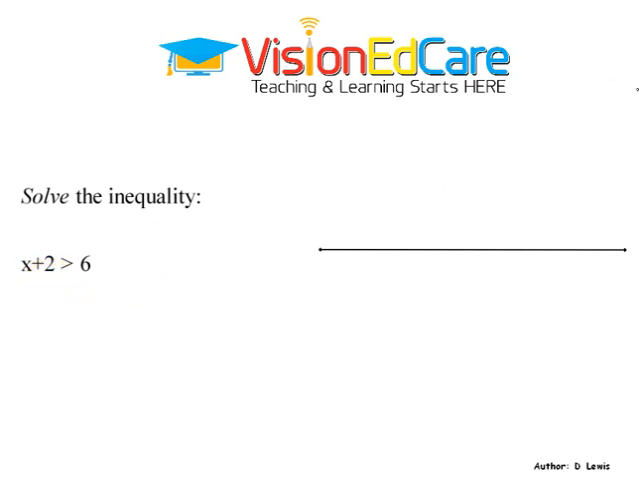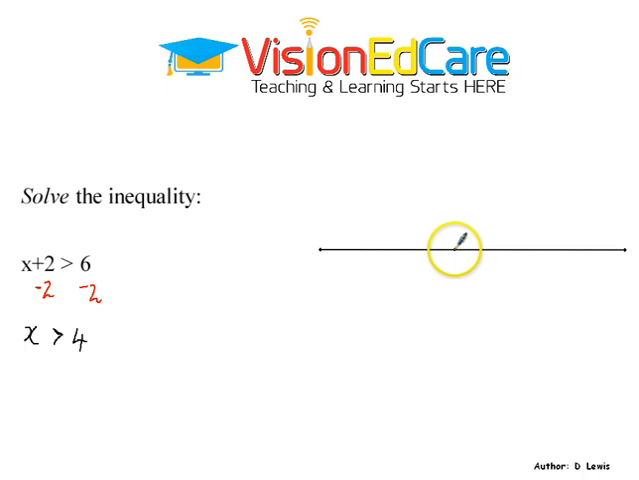So if we want to solve for x, we need to get rid of the positive 2 here. So let's take 2 from both sides to get rid of the positive 2. So when I take 2 from both sides here, this would become 0. So I have just x on the left hand side. We still have our inequality sign. 2 from 6 gives us 4. So x is greater than positive 4.